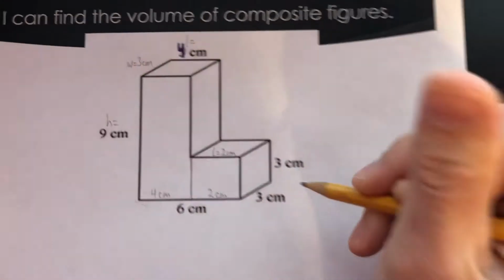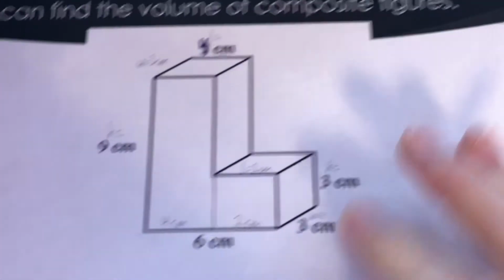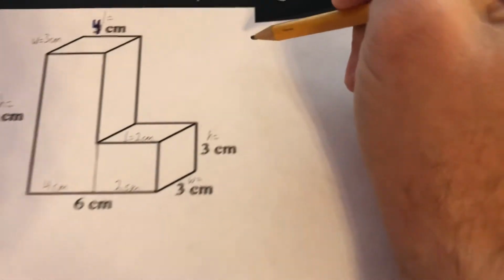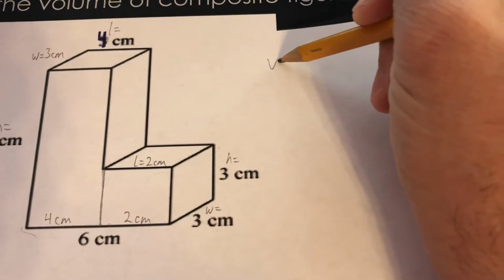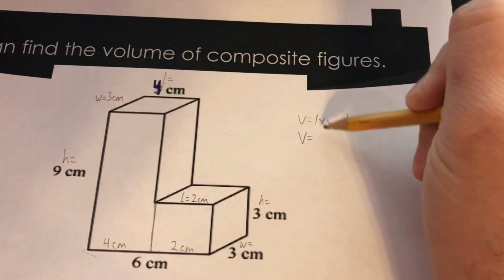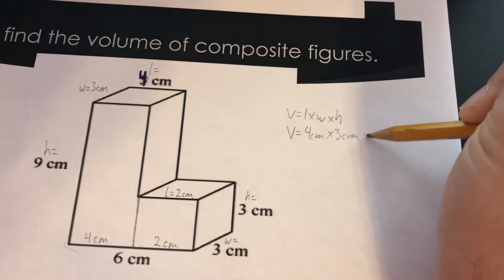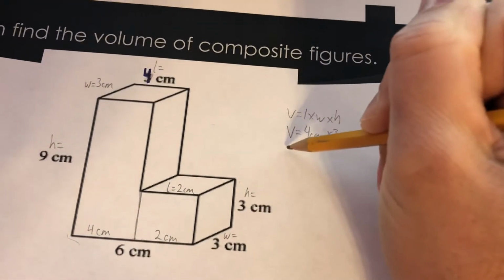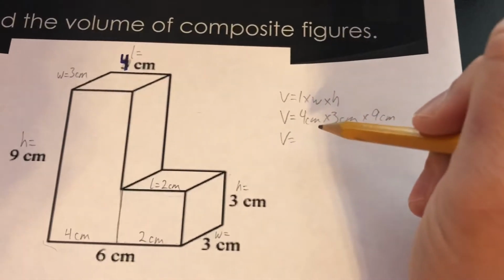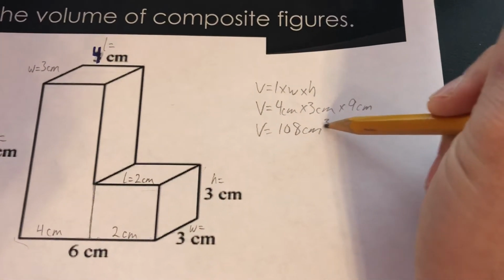And I do see the width, 3 centimeters. And I do see the height, 3 centimeters. All right, so you could probably do this in your sleep by now. So we're going to find the volume of each and then add together. So volume of that one on the left. So volume equals length times width times height. Volume equals 4 centimeters times 3 centimeters times 9 centimeters. Okay, so volume equals, so 4 times 3 is 12 times 9. I do know my 12's timetable, so that would be 108 cubic centimeters.